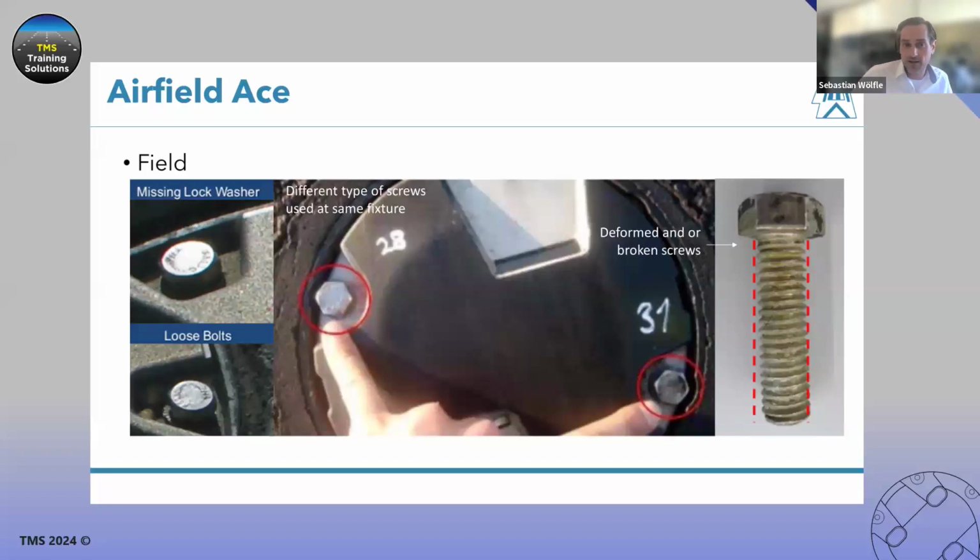We can have missing lock washers. So the picture on the left-hand side. Below, we can have loose bolts. One thing that also occurred in my career is we have different kinds of screws. And of course, screws which are out on the runway, taxiways, which occurred, and where we can see they are deformed or even broken.